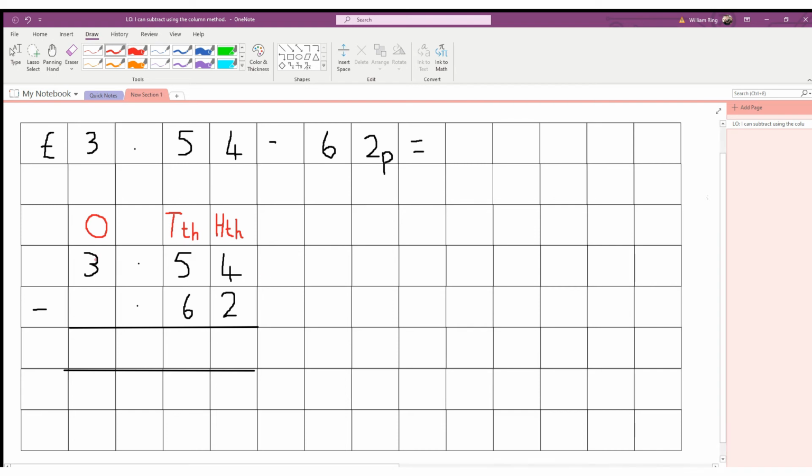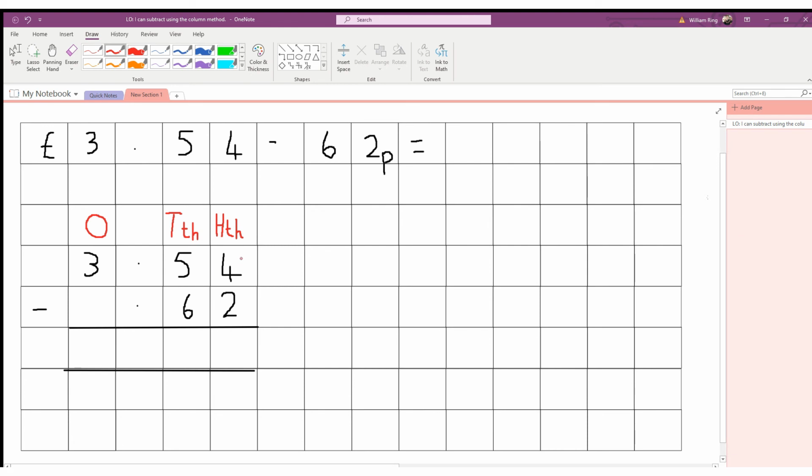The 3 is in the ones column. There are 3 ones. The decimal point has its own box. And then I've got the 5 in the tenths column and the 4 in the hundredths column. It's really important that we make sure that the digits are in the correct box to make sure we don't get mixed up.